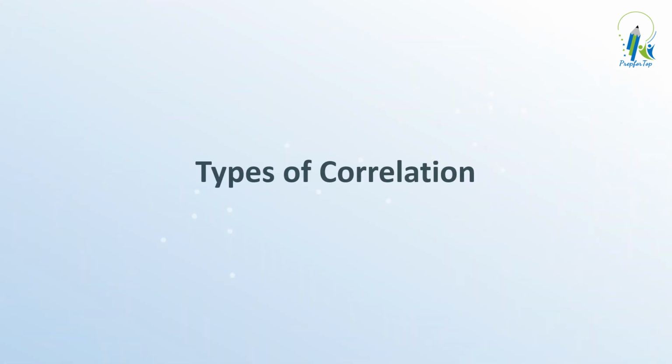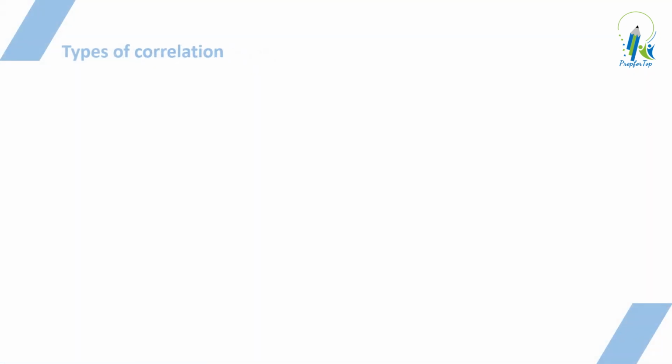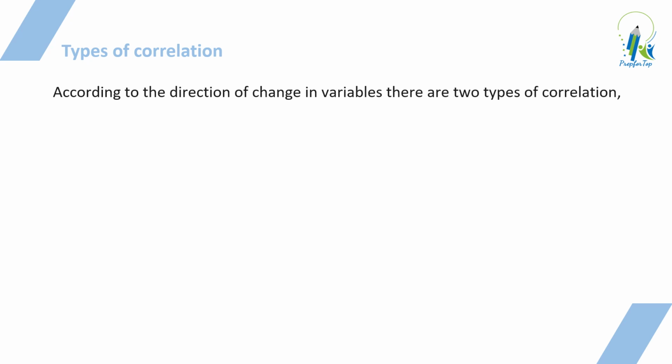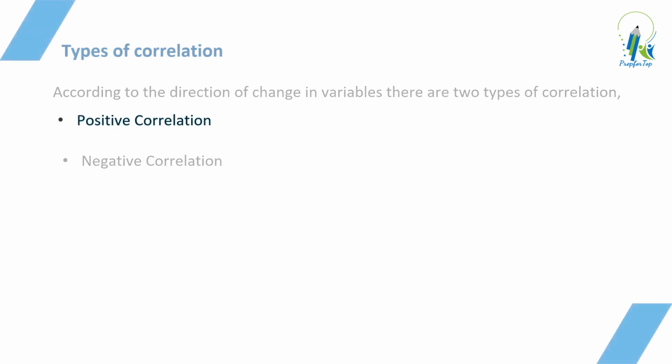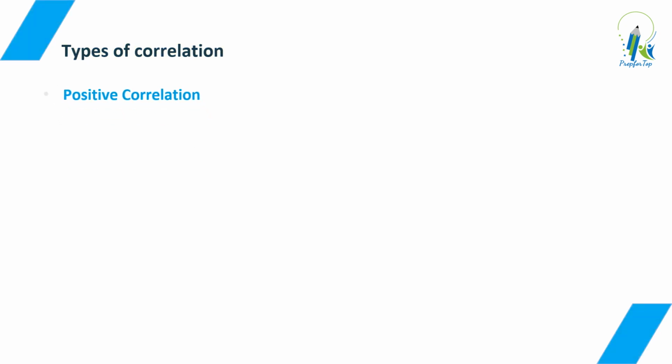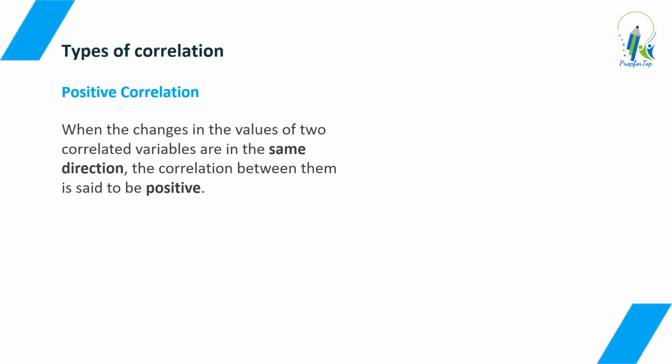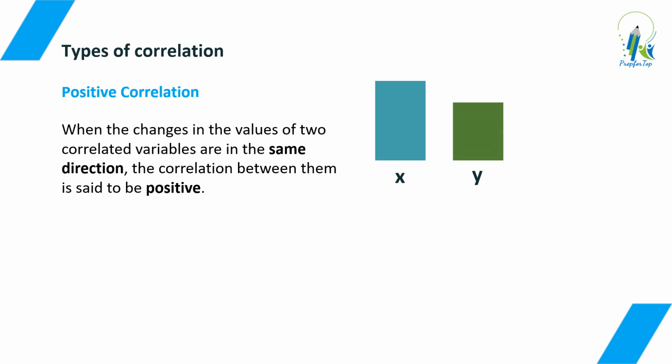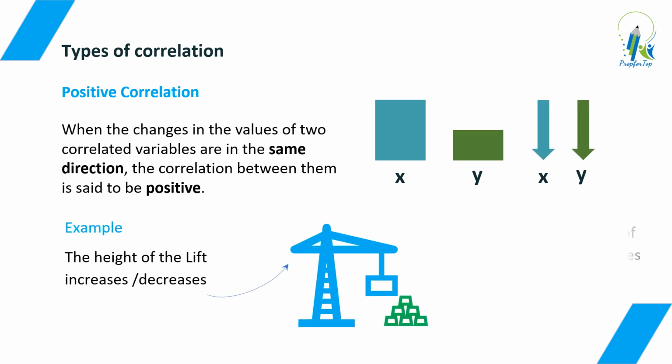Types of correlation. According to the direction of change in variables, there are two types of correlation: positive correlation and negative correlation. When the changes in the values of two correlated variables are in the same direction, the correlation between them is said to be positive. Example: as the height of a lift increases, the height of goods increases; as it decreases, the height of goods decreases.